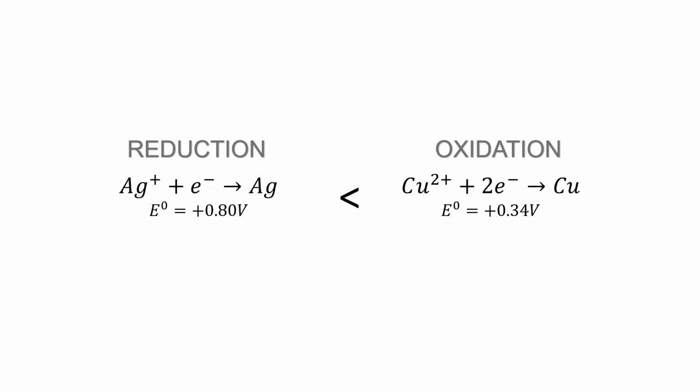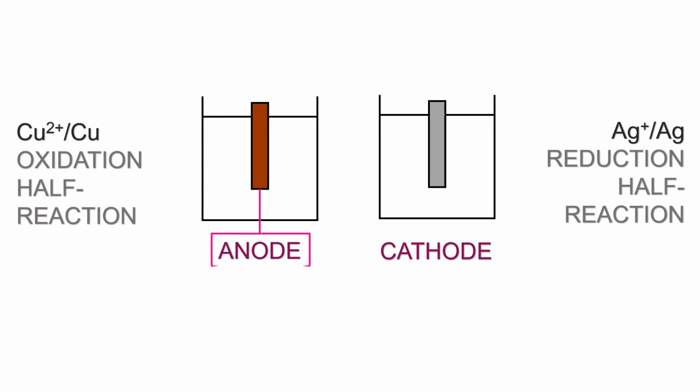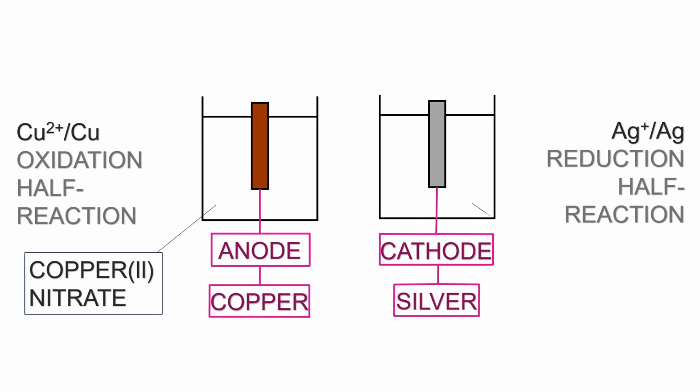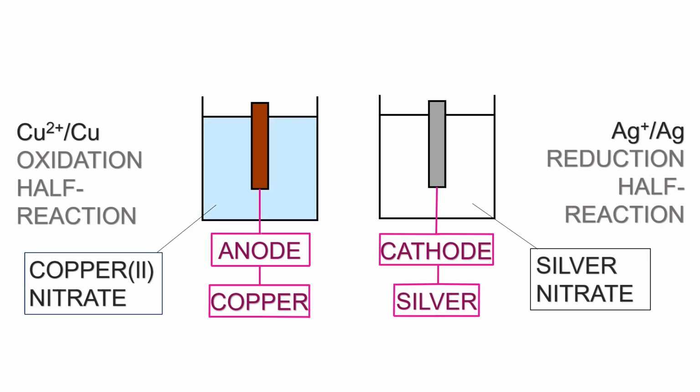Since the silver half cell has a more positive reduction potential, silver plus ions will be reduced to silver metal, while copper will be oxidized to form copper 2+ ions. Let's look at the galvanic cell with copper and silver electrodes. The electrolytes will be copper nitrate and silver nitrate respectively. Hence, in this example, the copper metal will be the anode and the silver metal is the cathode.